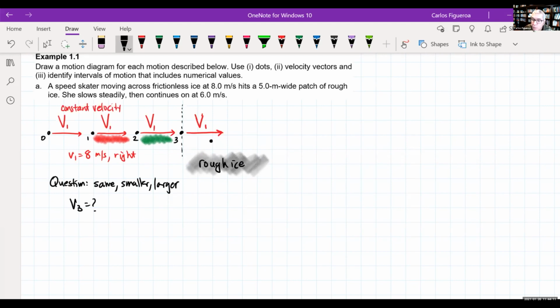Because if I put it right on top, it gets confusing. But it's still straight line motion. So now when I look at point 4, that velocity has to be smaller. Why does it have to be smaller? Look at the size of the interval. It's smaller. So that velocity then right here has to be smaller.